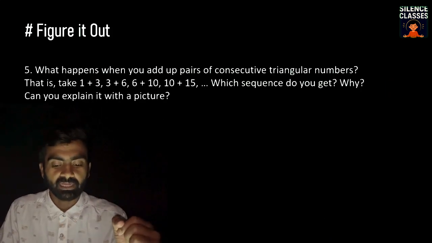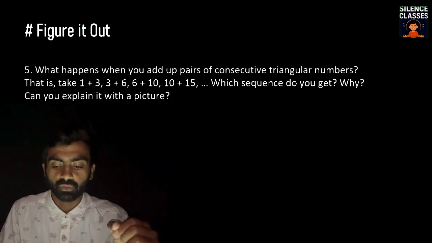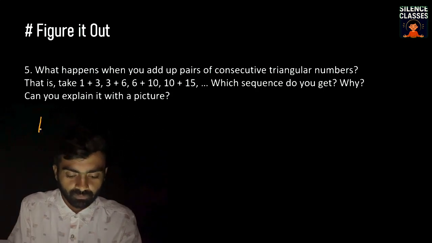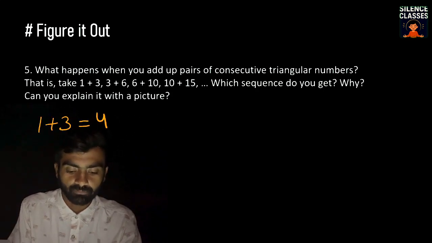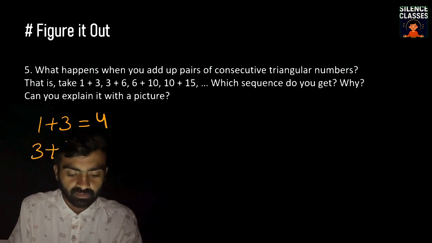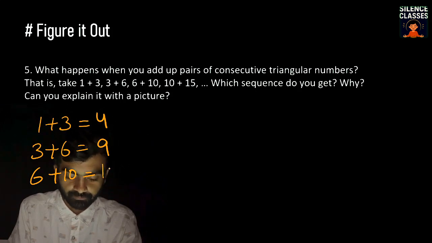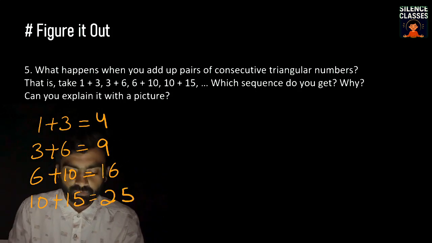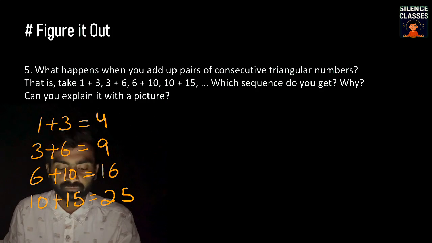What happens when you add a pair of consecutive triangular numbers? Consecutive triangular numbers we have to add. Let's take 1 plus 3, what will we get? We will get 4. Again, the next is 3 plus 6, what will we get? We will get 9. Again, 6 plus 10, what will we get? We will get 16. Now 10 plus 15, what will we get? We will get 25.